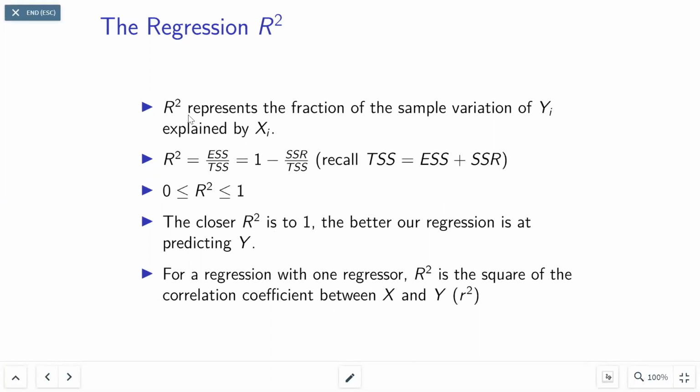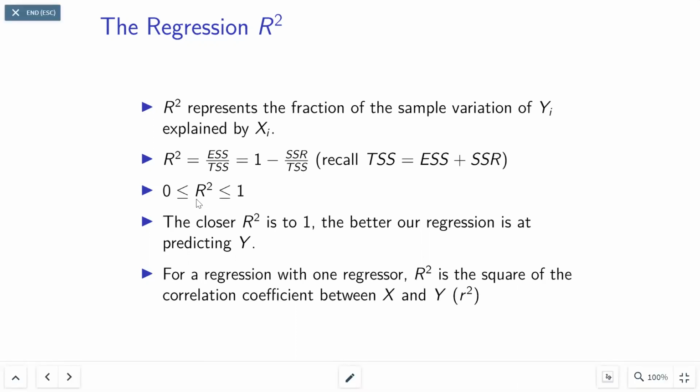R-squared is the most frequently used goodness of fit measure for linear models. Mathematically, R-squared is defined as ESS divided by TSS, or 1 minus SSR divided by TSS. In the one variable regression case, R-squared measures the fraction of the sample variation of y's that is explained by x, or the only independent variable in the model.